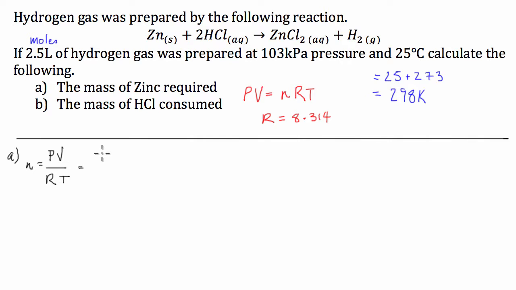So that's going to be equal to 103, which is the pressure, times the volume, 2.5, divided by the gas constant, 8.314, times the temperature. And if you crunch those numbers into your calculator, you're going to come out with approximately 0.104 mole.